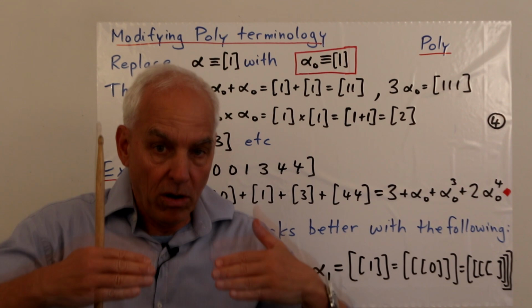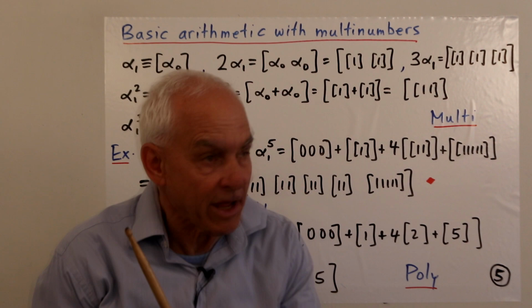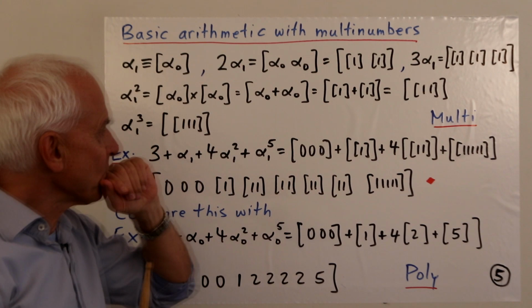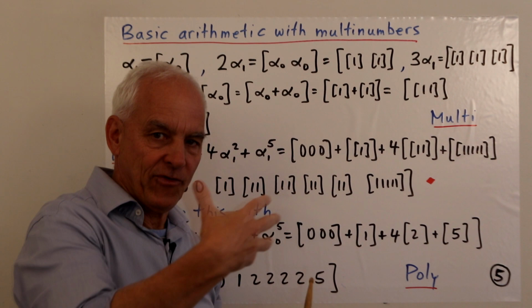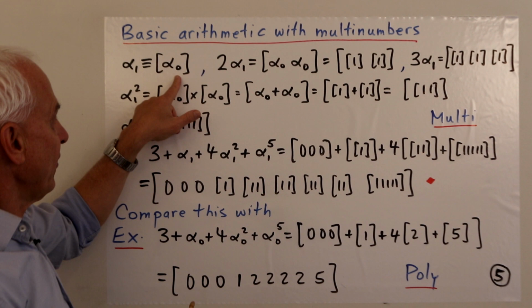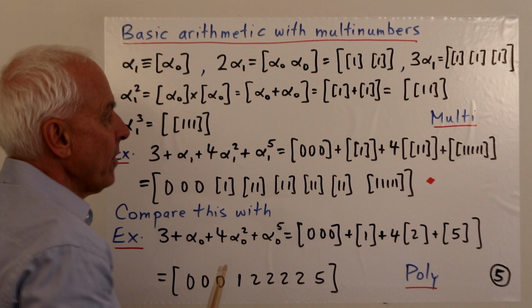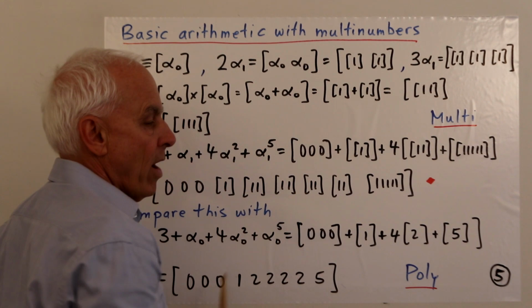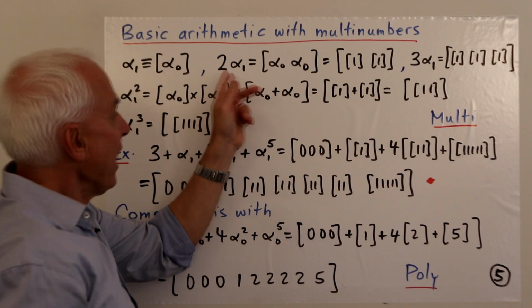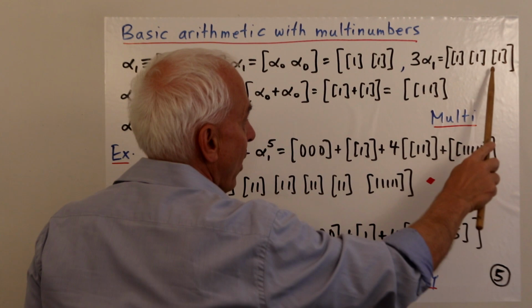Okay, so let's do some basic arithmetic now with multi numbers using this new notation. And so we'll see how it works. It also suggests that there's something else that we need to introduce. So alpha sub 1, that's mset alpha 0. 2 alpha 1 is what you get when you take two of these guys and dump them together. So it's mset alpha 0, alpha 0, which in terms of numbers is mset, mset 1, mset 1. There's an alpha 0, there's another alpha 0. 3 alpha 1 will be mset consisting of mset 1, mset 1, mset 1. That's an alpha 0, that's an alpha 0, that's an alpha 0.